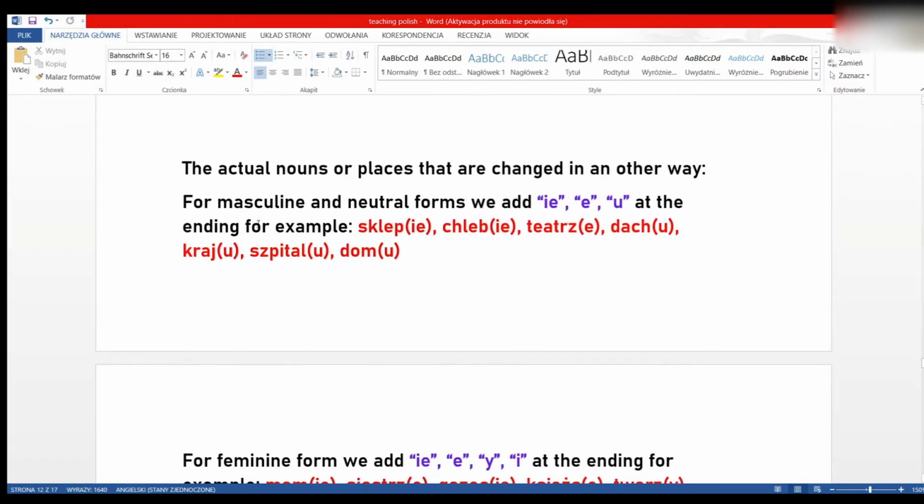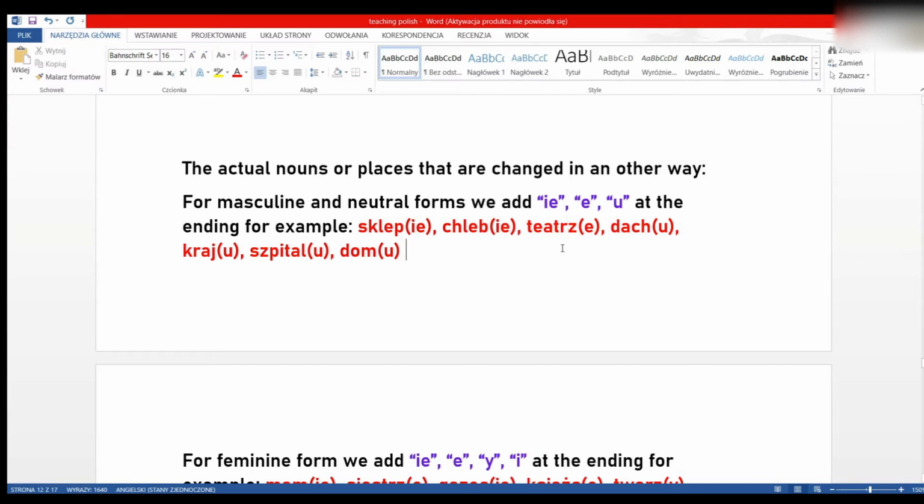So now we're going to talk about the actual nouns or places that are changed in another way, that come after these pronouns, if these pronouns are used in the sentence. So for masculine and neutral forms we add e or u at the ending. For example, sklep becomes sklepie, chleb becomes chlebie, teatr. The aim is to add the e, but since it's weird to say teatre, we just put the z and add an e at the ending.